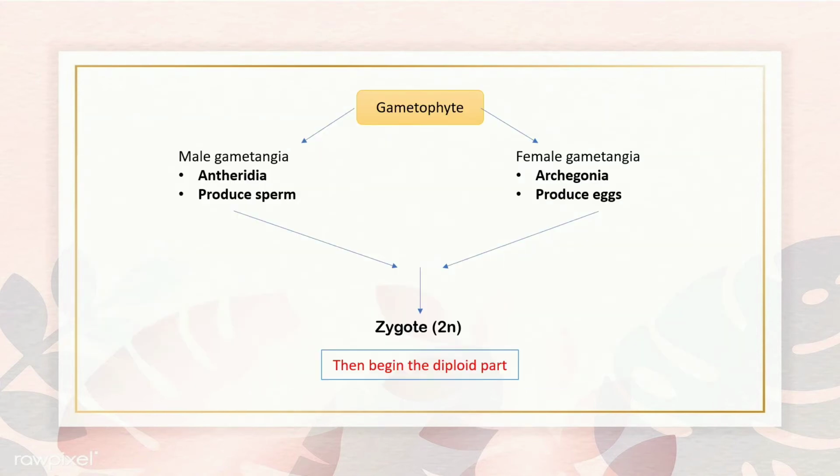What is a gametophyte? A gametophyte is a multicellular haploid structure that will develop into male and female gametes in the producing regions called gametangia. The male gametangia are called antheridia, which produce sperm, and the female gametangia are called archegonia, which produce eggs. And then, like the human life cycle, the sperm and the eggs will fuse and become a zygote. After that, they begin the diploid part of the life cycle.